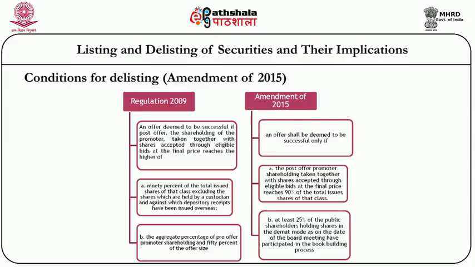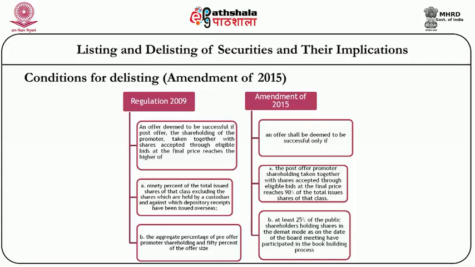So, in the 2009 regulations, an offer was deemed to be successful if post offer the shareholding of the promoter taken together with the shares accepted through eligible bids at the final price reaches the higher of 90% of the total issued shares of that class, excluding the shares which are held by a custodian and against which depository receipts have been issued overseas, or the aggregate percentage of the pre-offer promoter shareholding and 50% of the offer size. So, the shares will be accepted only when the final price reaches the higher of the two.